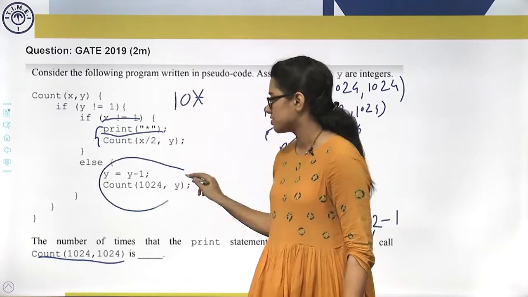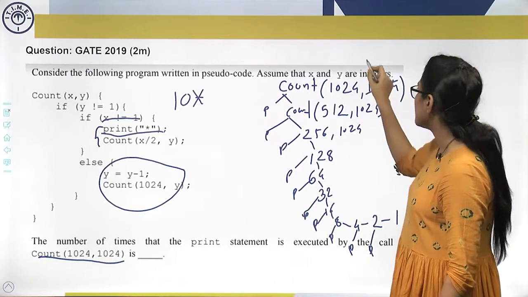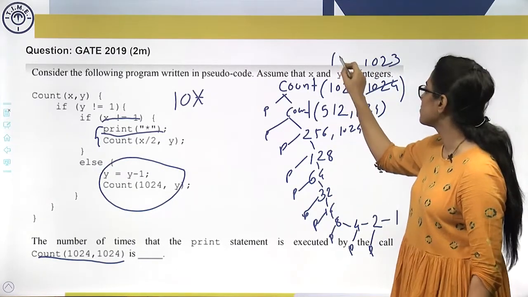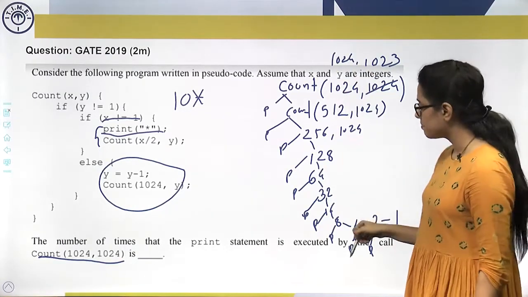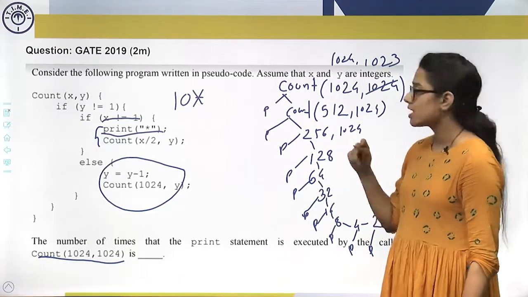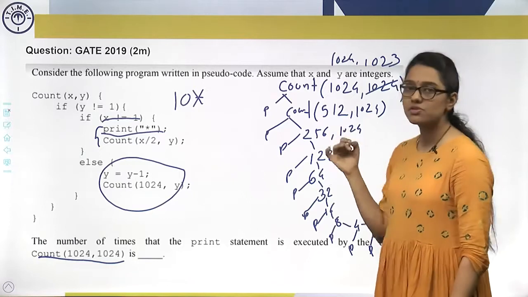After this, what happens? The else part will get executed. And what is the else part doing? It is decrementing y to 1023, and x is again 1024. So again 10 times the print statement will get executed for 1023. The same thing will happen for 1022 and so on.